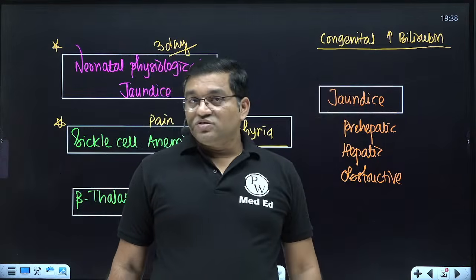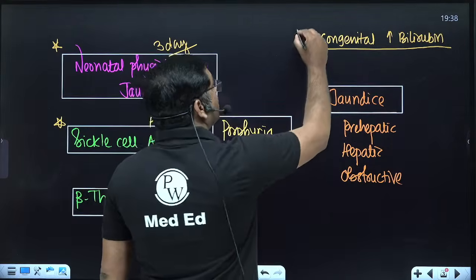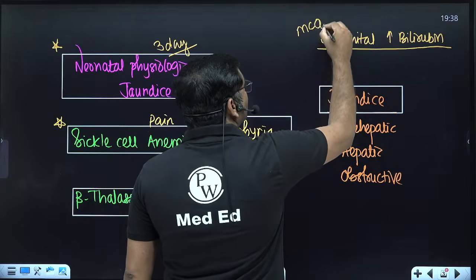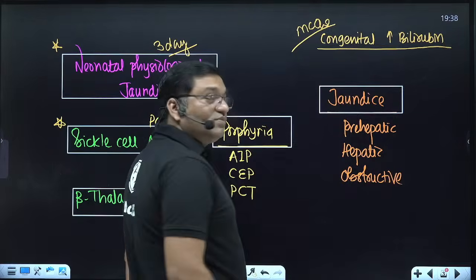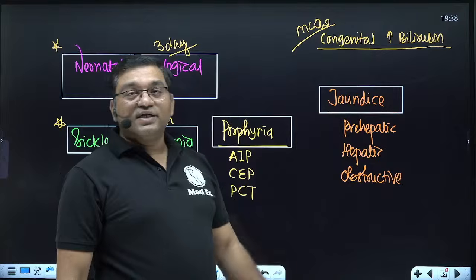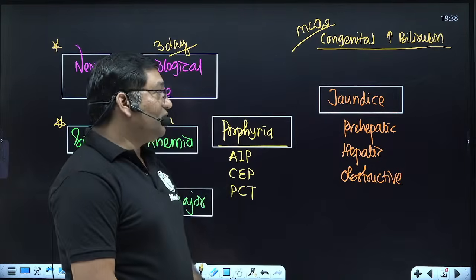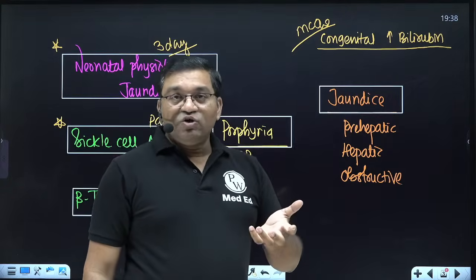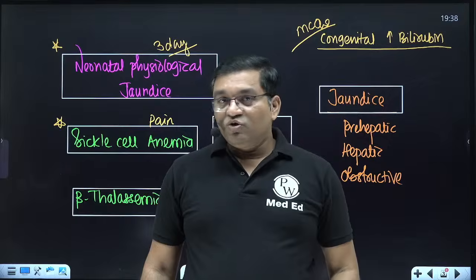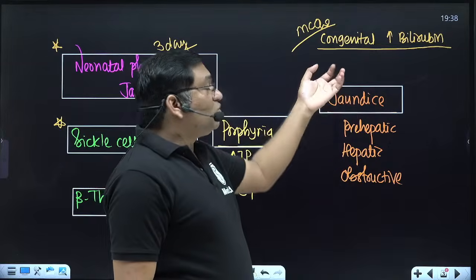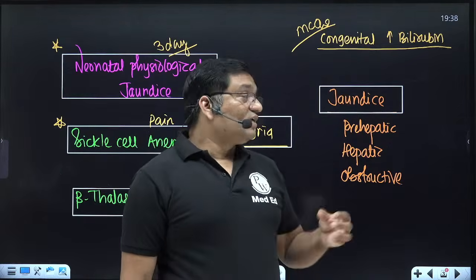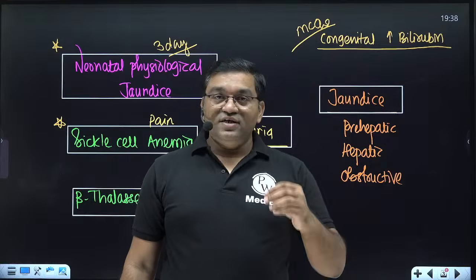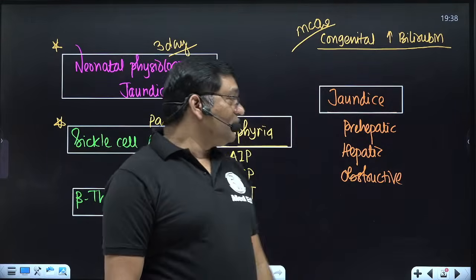and Dubin-Johnson syndrome. So this is a topic which is particularly important for the MCQs. Various MCQs are there in the congenital hyperbilirubinemia. कौन से इसमें डायरेक्ट बिलिरुबिन बढ़ता है, कौन से इसमें इनडायरेक्ट बिलिरुबिन बढ़ता है, और कौन से इसमें कौन सा म्यूटेशन है या डिफेक्ट है, ये फ्रीक्वेंटली यहाँ पे congenital hyperbilirubinemia में पूछते हैं.